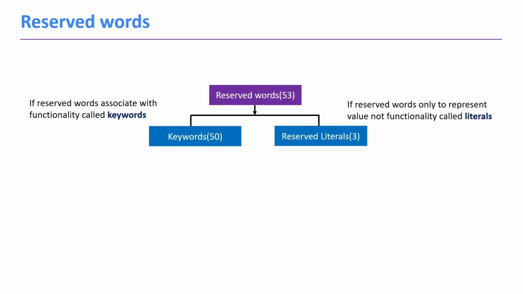So what are the keywords now? If a reserved word is associated with any functionality, that is called a keyword. If the reserved words only represent a value and are not associated with any functionality, we call them literals. So keywords are 50 and reserved literals are 3.